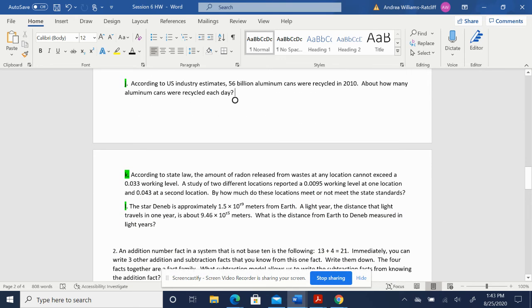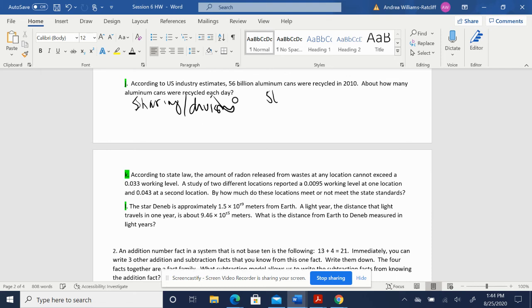According to U.S. industry estimates, 56 billion aluminum cans were recycled in 2010. How many aluminum cans are recycled every day? Okay, so we're starting out with this huge number of cans, 56 billion, and we're going to literally share that among every day. We want to see how that distributes to every day in a year. So that is the sharing model of division.